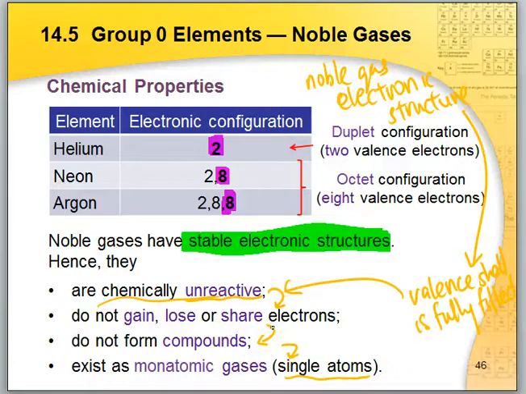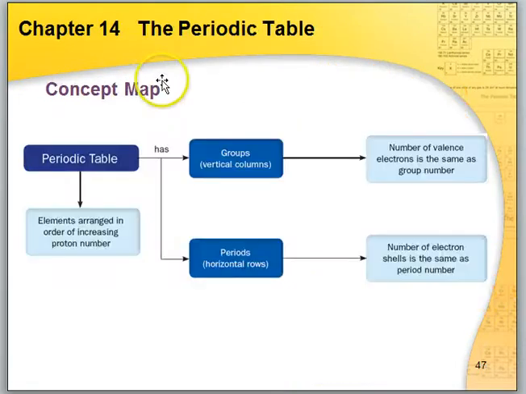What kind of typical question will they ask? Why are noble gases unreactive? What you need to say is they do not gain, lose, or share electrons because they have the valence shell fully filled. Okay, that's all. Simple.